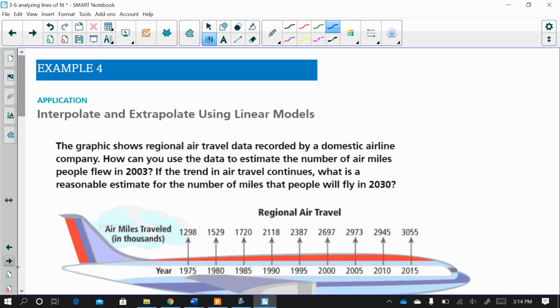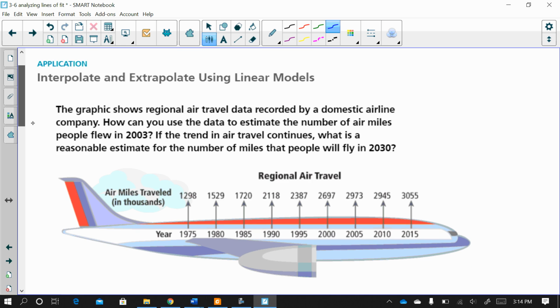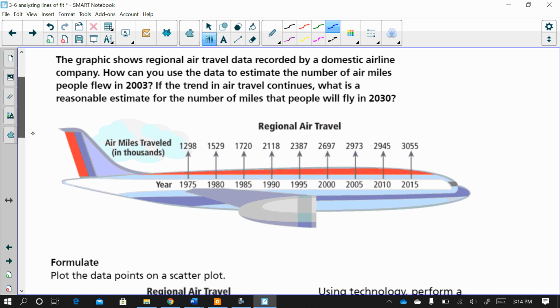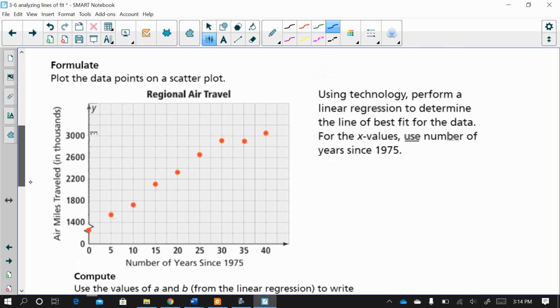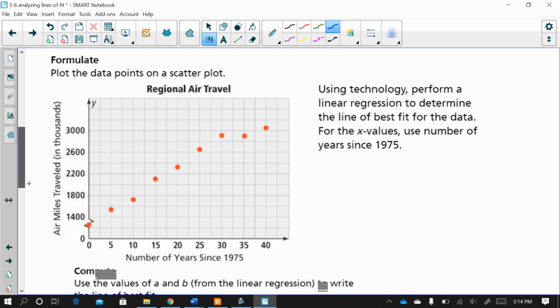All right, so example 4, we're interpolating and extrapolating. So the graphic shows regional air travel recorded by a domestic airline company. How can we use the data to estimate the number of air miles people flew in 2003? If the trend in air travel continues, what's a reasonable estimate for the number of miles that people will fly in 2030? Okay, so they want us to plot the data points and then do a linear regression.